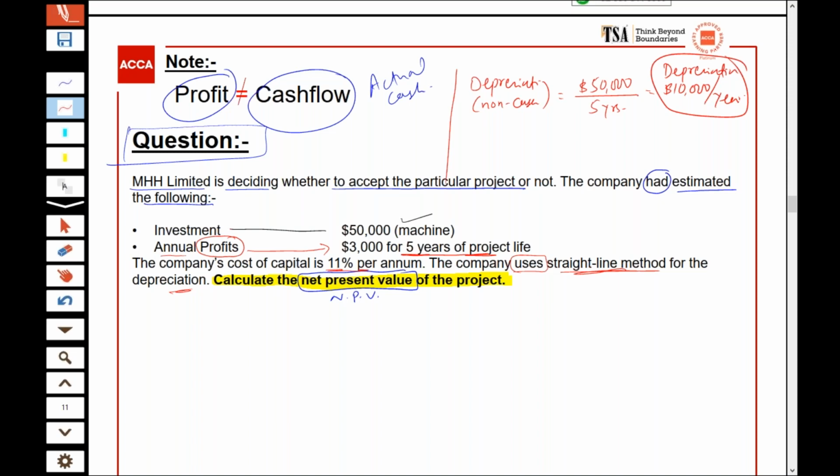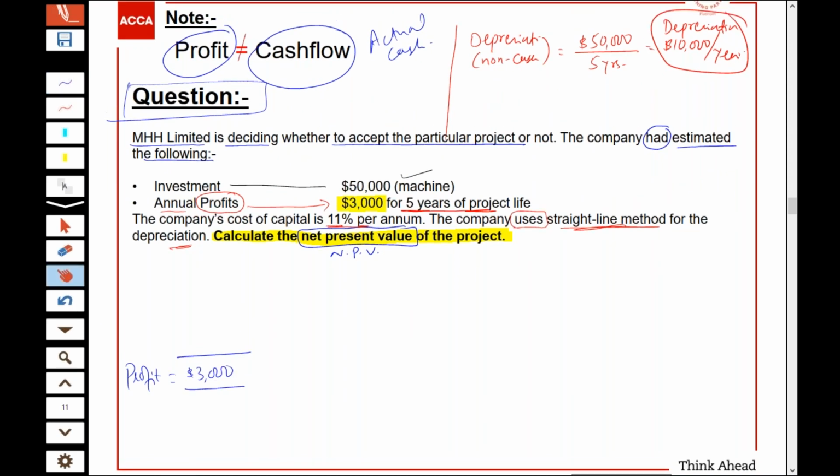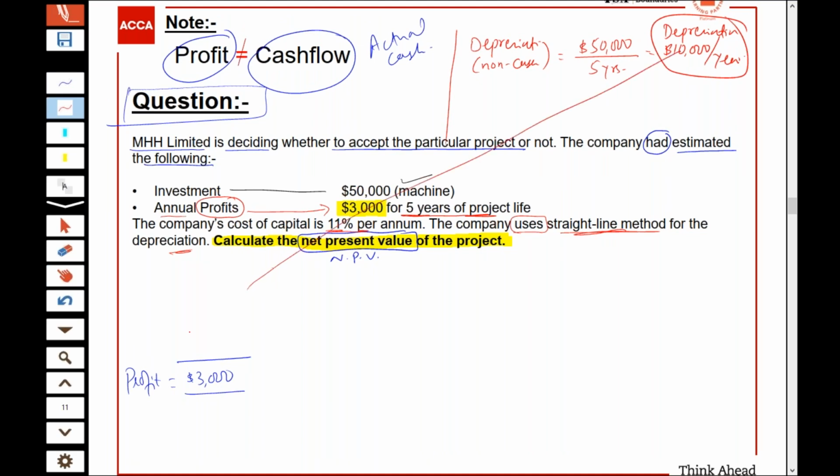And the depreciation is a non-cash expense. And see, this 3,000 is a profit figure. And how would the profit figure have been calculated? That means this depreciation was deducted from here. We have to simply add it back in order to make it cash, and that would become 13,000 cash inflow.